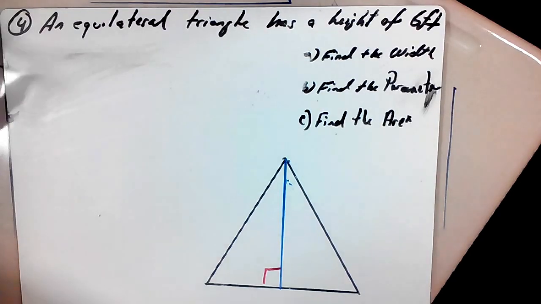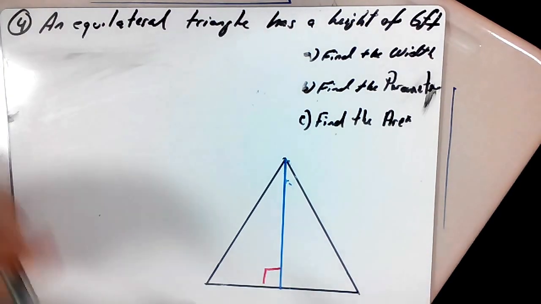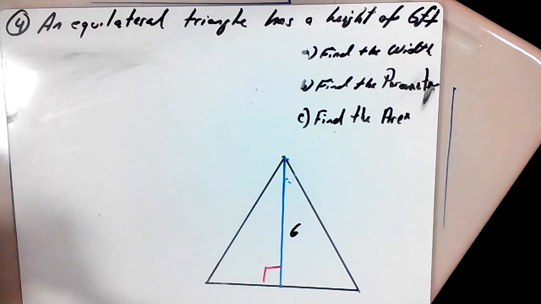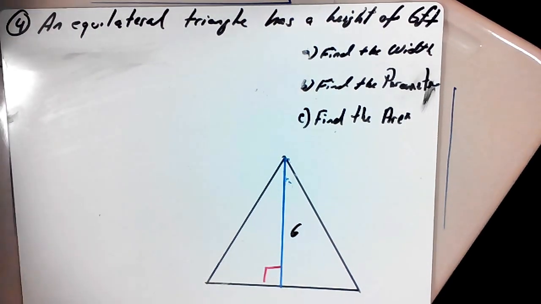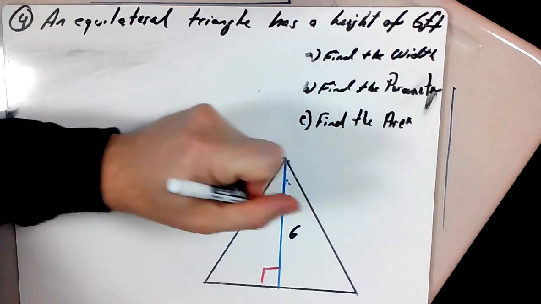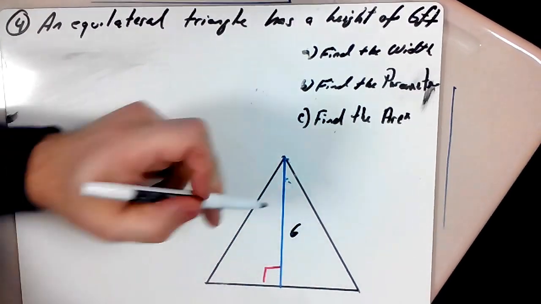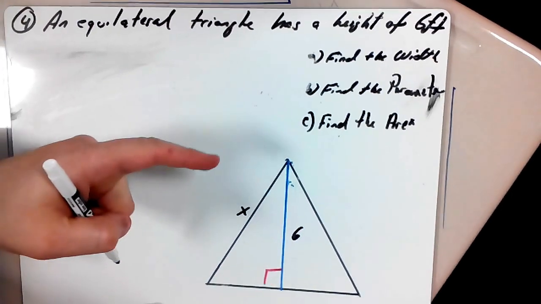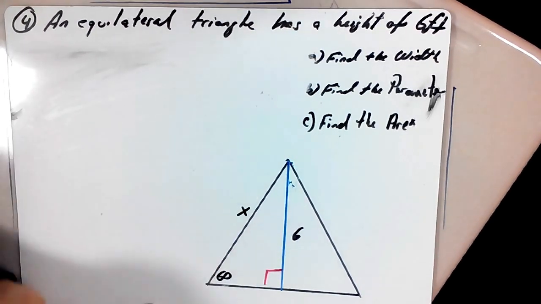So it says here an equilateral triangle has a height of 6 feet. Okay, we're going to find the width, the perimeter, and the area. Well, in order to find the width, I need to find one of these sides here. Equilateral means they're all the same, so we'll just make that x. Now, if all the angles are the same, this here is 60 degrees.